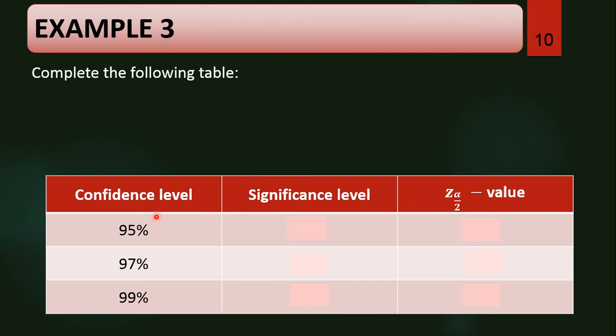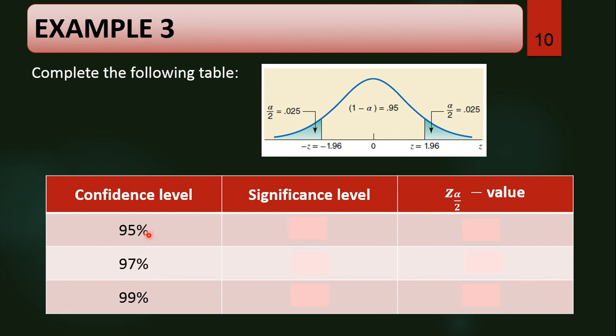For example, once you have your confidence level of 95%, what is your significance level? The significance level will be the complement of your confidence level. Meaning, if you have a bell curve, we know that the total area under this bell curve is 1, which is 100%. The confidence level is the area surrounding your mu, which is equal to 0 here. So the significance level is the remaining area left.